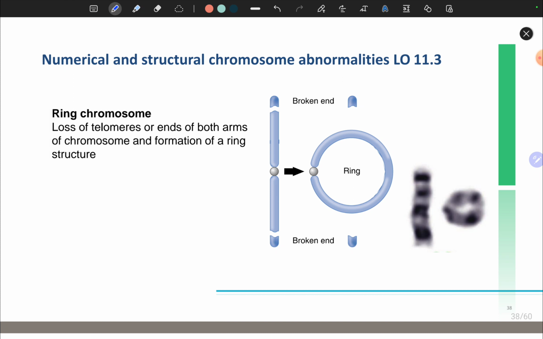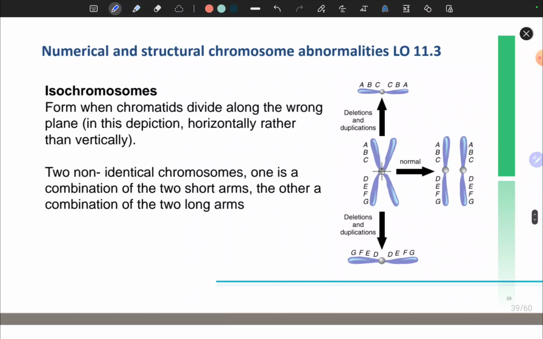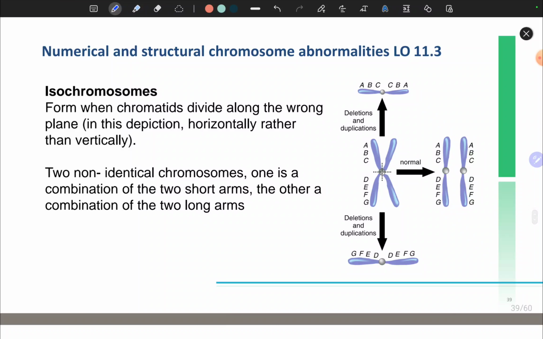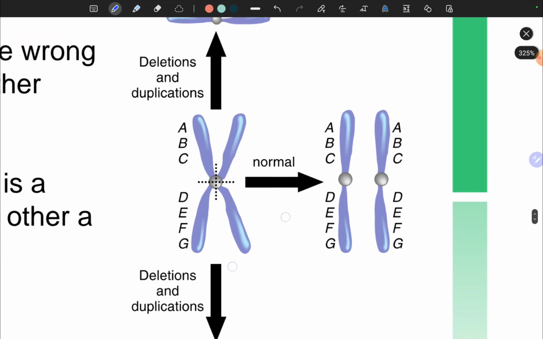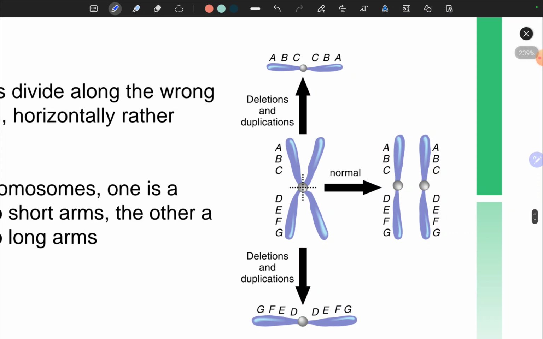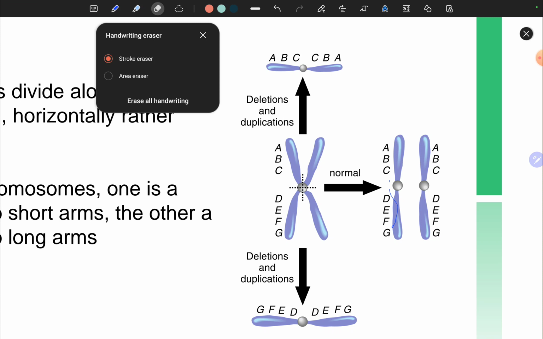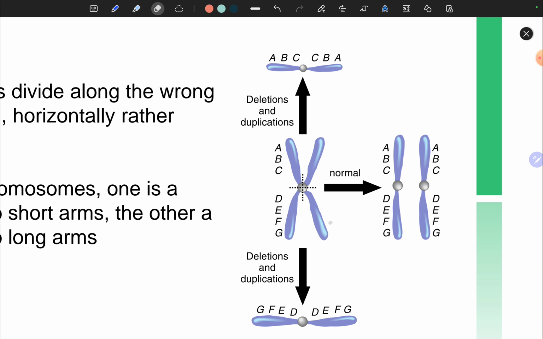The isochromosome is very, just try to understand. So this is the chromosome before it divides. Each of these we call a chromatid. So it should divide in this plane, longitudinally. When they are divided longitudinally, the p arm and the q arm are preserved. Look at the letters A, B, C, D, E, F, G. So if you break it longitudinally, one part is one chromatid, the other is the other chromatid.